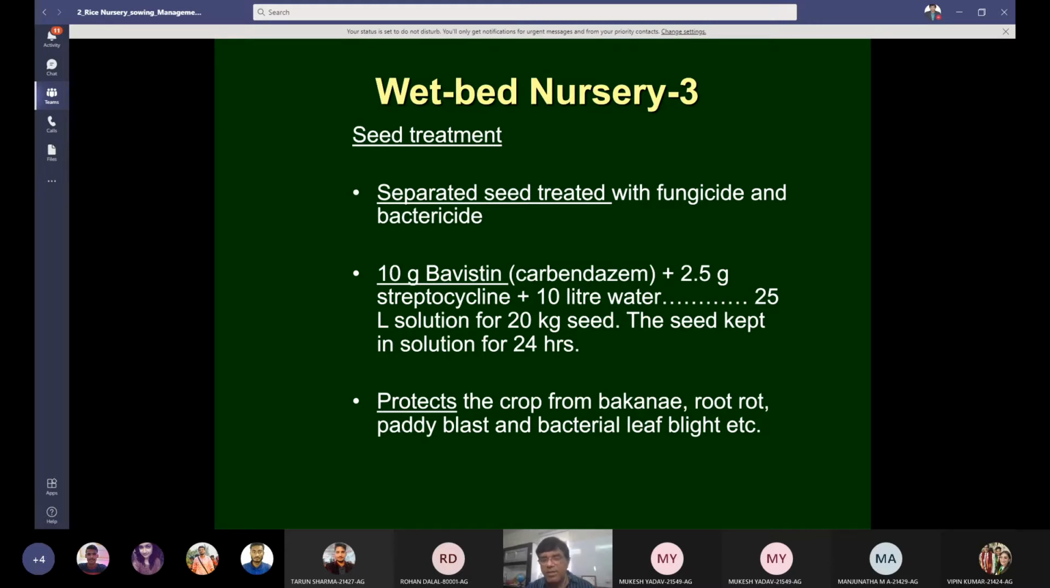So you can make 25 liters of such solution. You know how to make 10 liters, so in that ratio, you can make 25 liters of solution for 20 kg seed. If you have a 20 kg seed rate, then you can prepare 25 liters of solution. According to this rate, you can increase or decrease the solution. The seed is kept in the solution for 24 hours, continuously. It protects the crop from Bakanae, root rot, paddy blast, and bacterial leaf blight, etc.